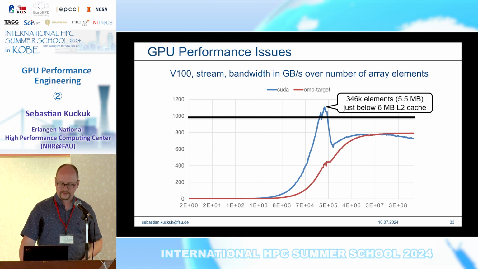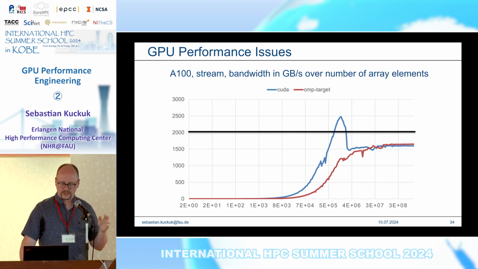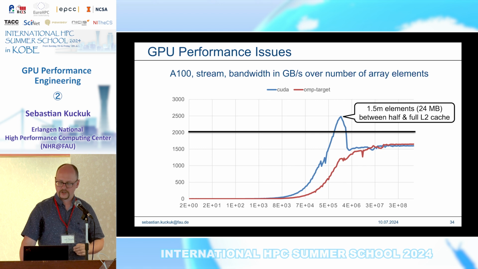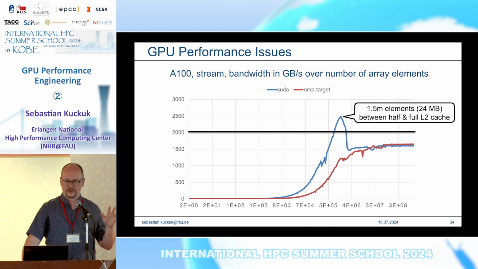Or the hardware characteristics. For the A100, just to show you this as a reference, you get the same picture. You get the same effect, but again at a different point. This is why it is important to repeat this for the hardware that you're actually running on. And here you get this way later, at around 1.5 million elements, for around 24 megabytes total volume. And again, here it's a bit tricky.